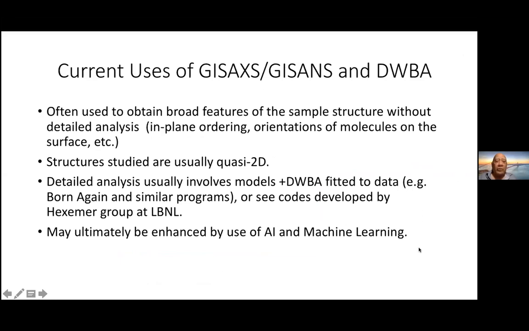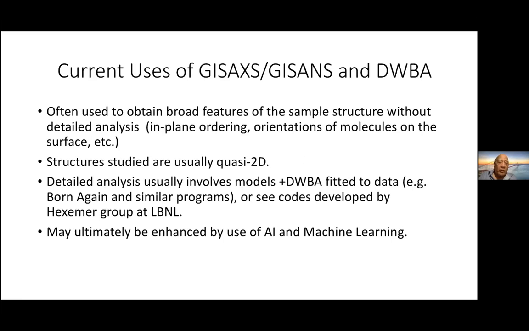The current uses of GISAXS and GISANS, and DWBA to go with it, these experiments are often used to just obtain broad features of the sample structure without a detailed analysis. You can get a lot out of just looking at the grazing incidence scattering pattern: in-plane ordering, the orientations of molecules on the surface, and so on. This has all been done, and no really detailed analysis was required for that.